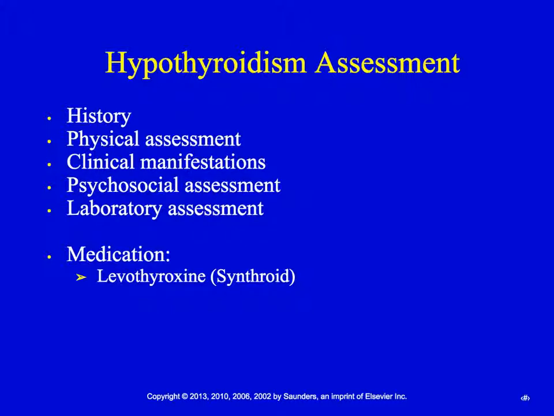So labs, again, for a patient to determine if a patient has hypothyroidism or not, especially with primary hypothyroidism, the patient is going to have elevated TSH levels and then low levels of T3, T4. Those levels will diagnose a patient with hypothyroidism.